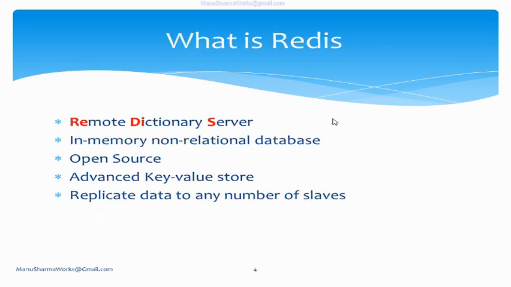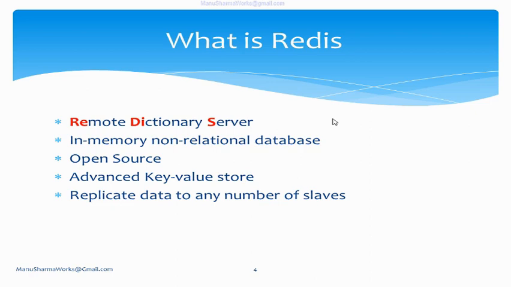So what is Redis? Redis is a remote dictionary server. Dictionary means it's a key value pair, so everything saved in the database is in key value pairs. It has a key and the value associated to the key. It is a non-relational database, so the data can be saved in JSON format, not in the traditional relational database format. One of the most important things is it's open source.